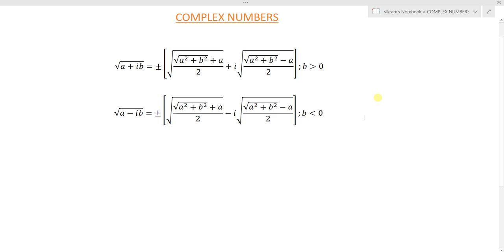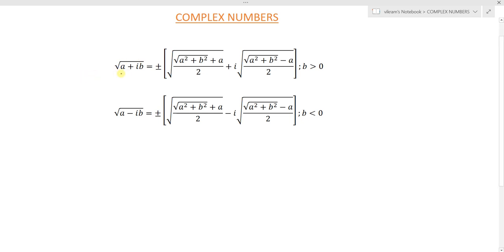Hi students, in this lecture we are going to learn the conjugate of a complex number and the properties of the conjugate of a complex number. Before that, in the previous lecture we learned how to find the square root of a complex number.